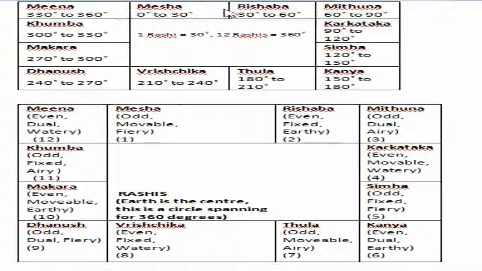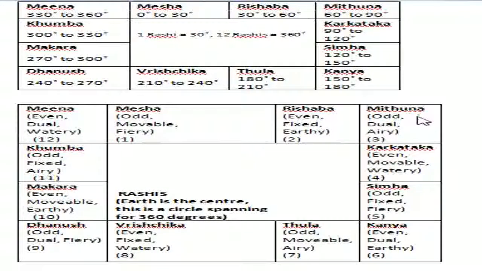Now these degrees are very, very important when it comes to predictions, right? So we look at the planetary position in these Rashis while predicting events, right? And then each Rashi has its characteristics, which is called Karakatva, and that is represented here. For example, Mesha. Mesha is an odd sign, it is a movable sign and it is a fiery sign. Rishabha is an even sign, it is a fixed sign and it is an earthy sign.